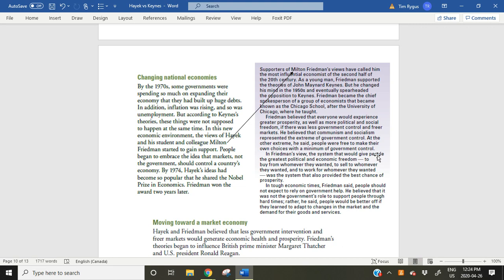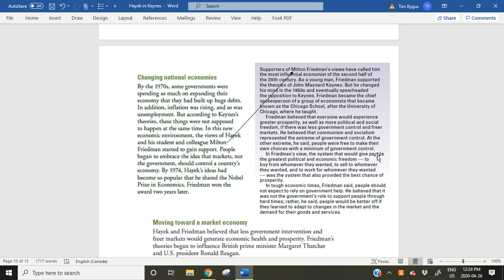In this new economic environment, the views of Hayek and his student and colleague Milton Friedman start to gain support. By 1974, Hayek's ideas had become so popular he shared the Nobel Prize in economics. Friedman won the award 2 years later. Their ideas are that markets, not the government, should control a country's economy. Supporters of Milton Friedman's view have called him the most influential economist of the second half of the 20th century. This isn't really argued by many people. As a young man, Friedman supported theories of Keynes but changed his mind in the 50s and eventually spearheaded the opposition to Keynes.